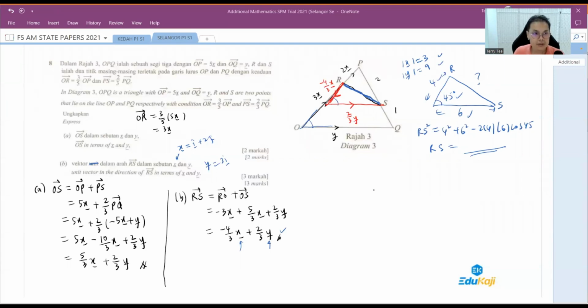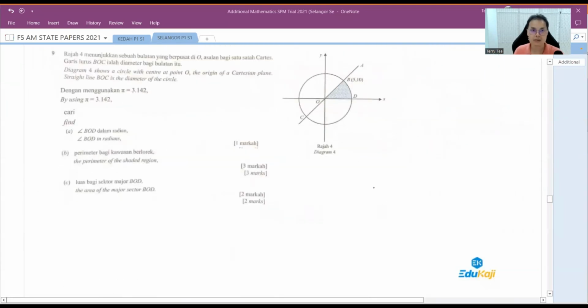Okay, so question number 9, next one. The diagram shows a circle with center at point O, the origin of a Cartesian plane. So straight line BOC is the diameter of the circle. All right, so by using pi equals 3.142, find angle BOD in radian.